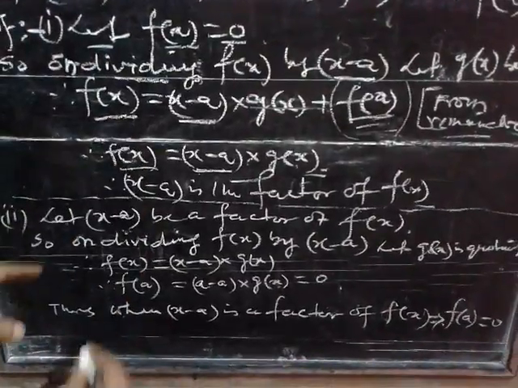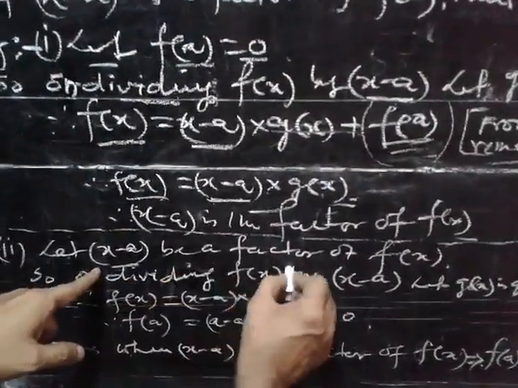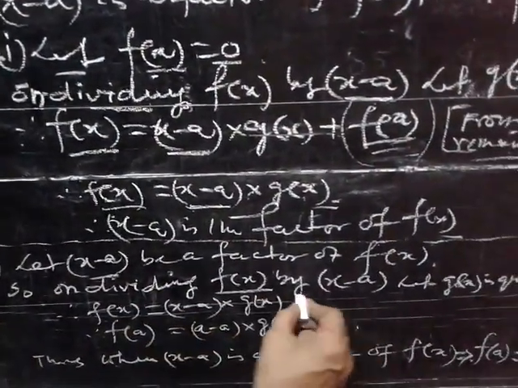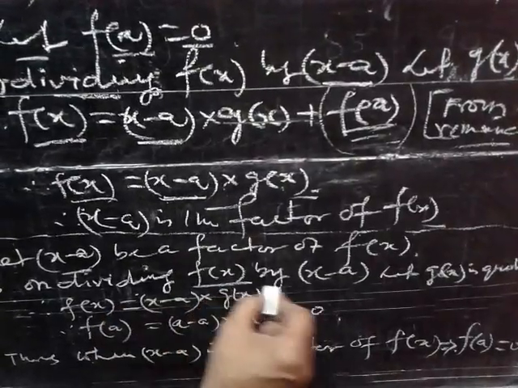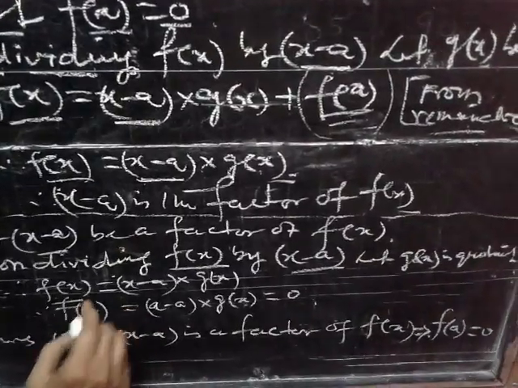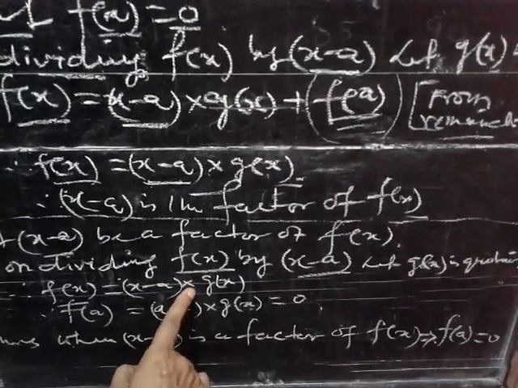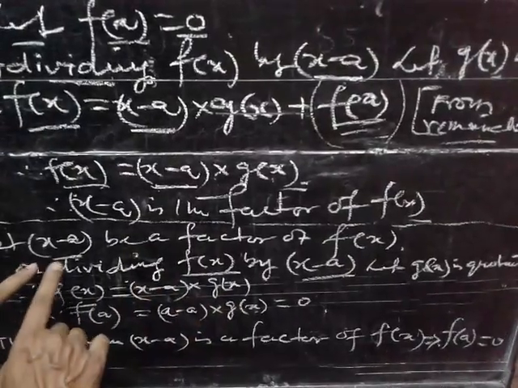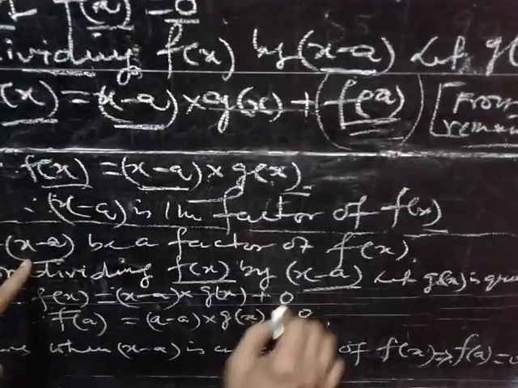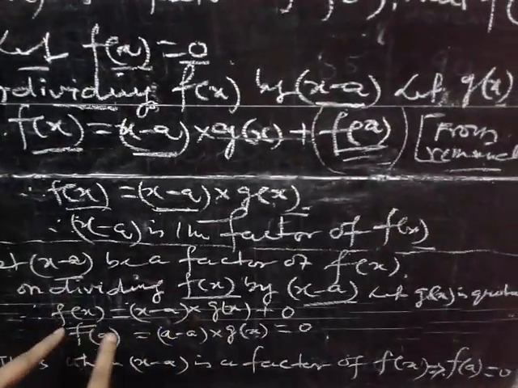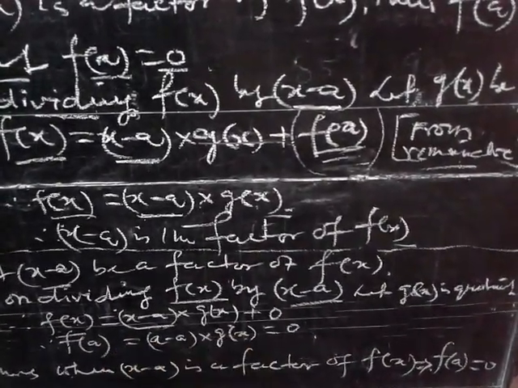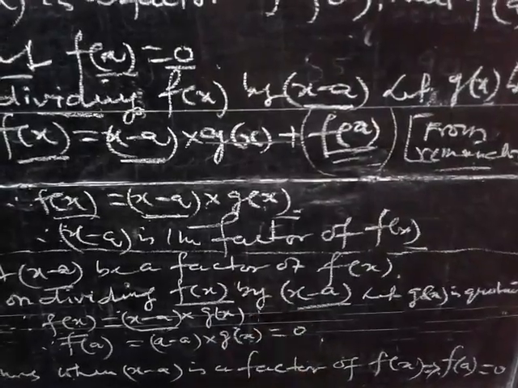Now the second part. Suppose x minus a is a factor of f(x). Then on dividing f(x) by x minus a, let g(x) be the quotient. So we can write f(x) equal to (x minus a) into g(x), because it is told that this is a factor. So the remainder is 0. Try to understand this one. This is a factor, that is, no remainder. So f(x) equal to (x minus a) into g(x) plus 0, meaning there is no remainder over here.